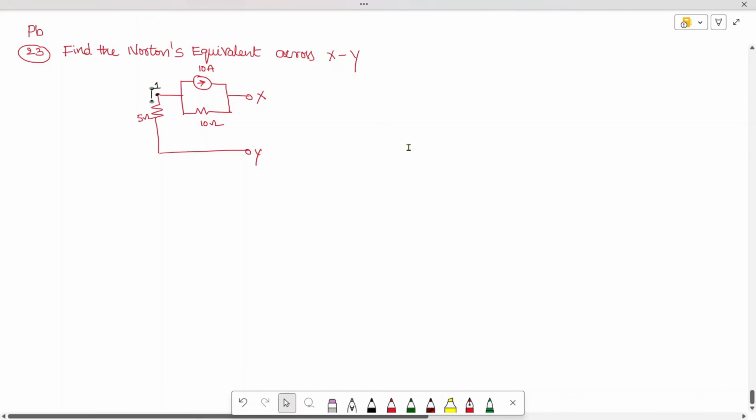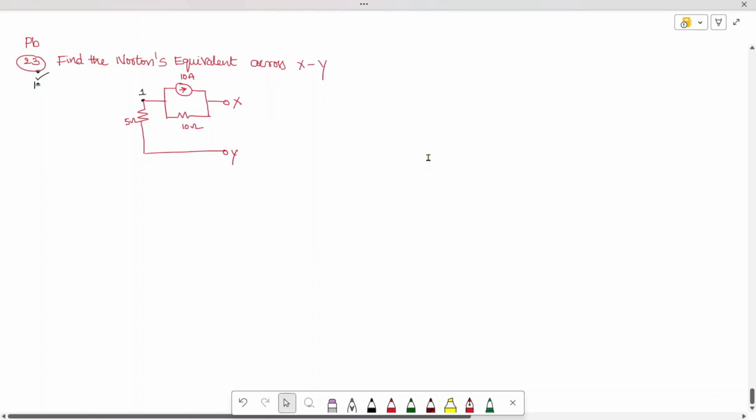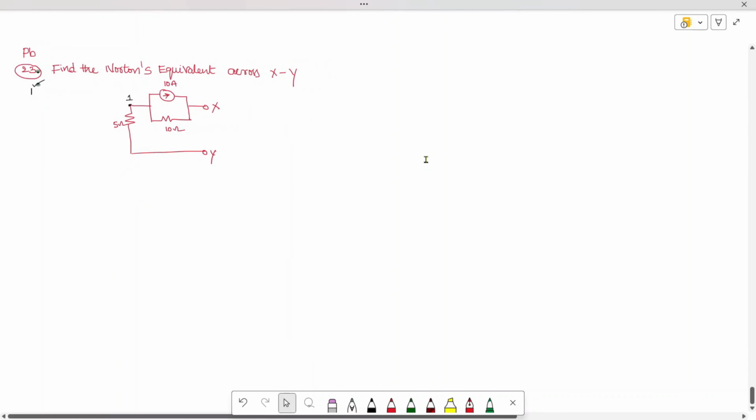Today we are going to find the solution for this given problem number 23. The question asked is find the Norton's equivalent across xy. So this is a very simple problem. Actually, I already told.